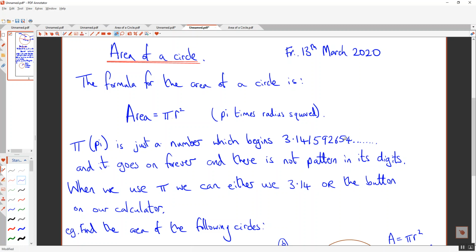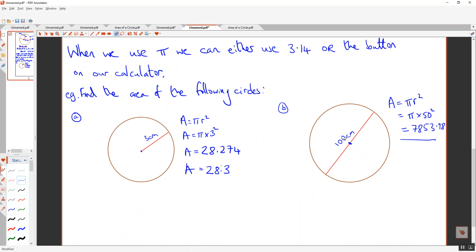And when we use pi, we can either use 3.14, but I would recommend that we start to use the button on your calculator, okay? And I think last time we all found out where that button was, okay? So we had a go at a couple of questions. We just finished off. We were working out the area of both of these shapes.